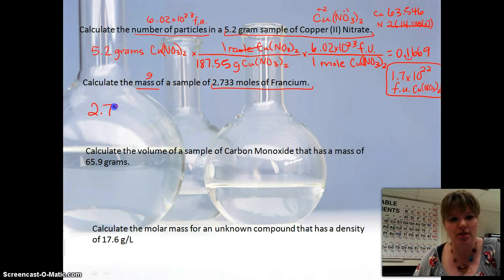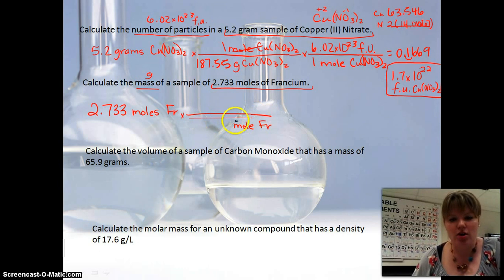So let's write out our given number. 2.733, and we want to write out units, moles of francium. On the bottom, we're just always going to transcribe whatever it says. So it says moles of francium.